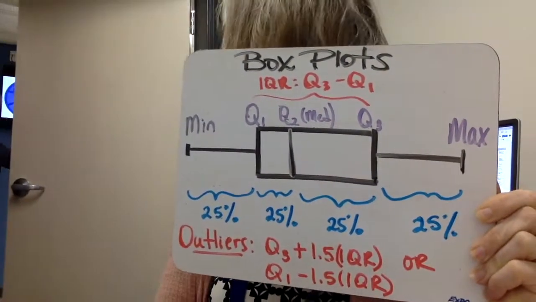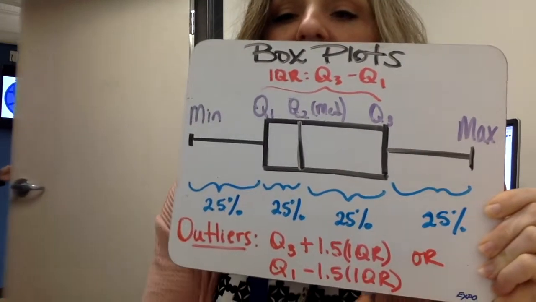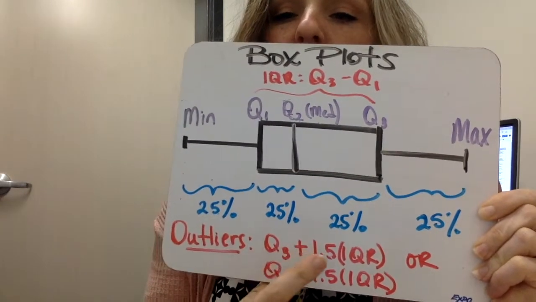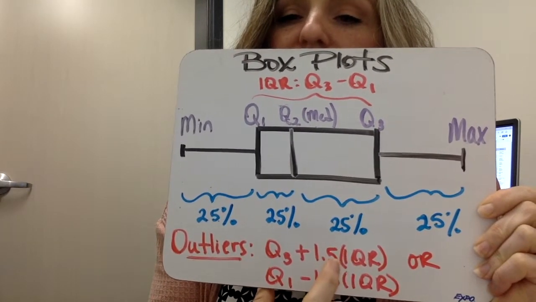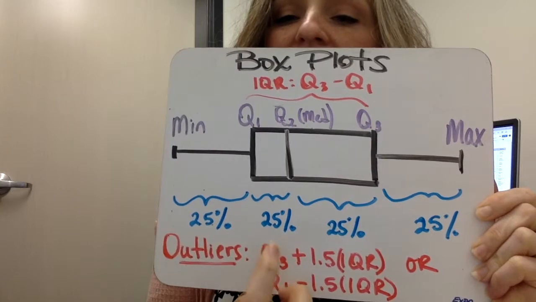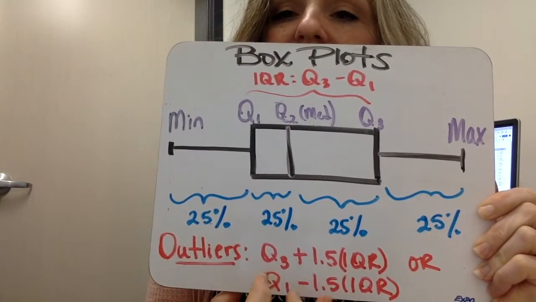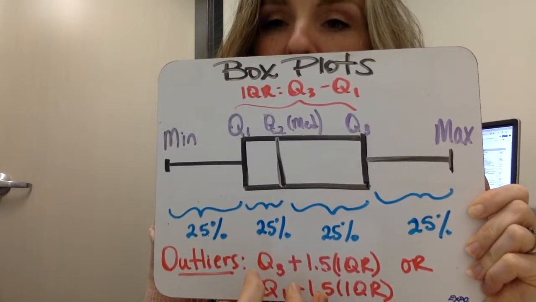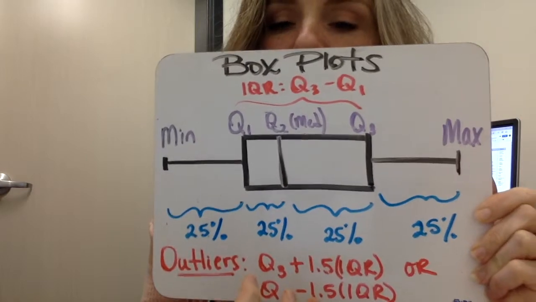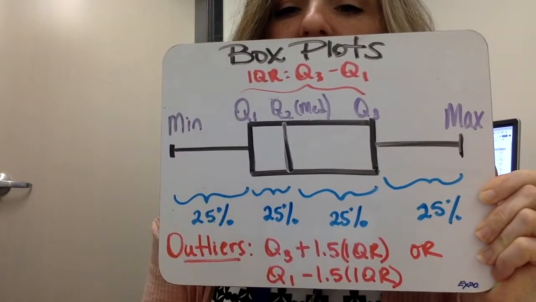And then if you want to determine if any of your data has outliers in it, you're going to multiply your IQR, that Q3 minus Q1, times 1.5, and add it to Q3, subtract it from Q1, and determine if any of the data are outside of that range. Okay, so let's look at a couple of multiple choice questions that deal with this concept.